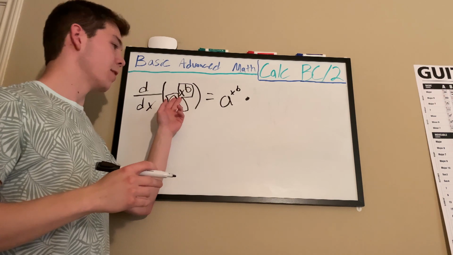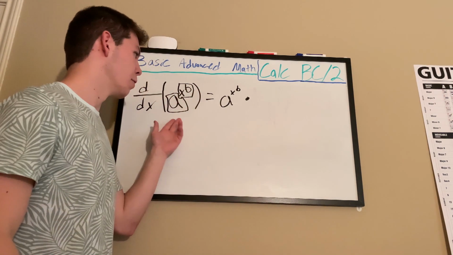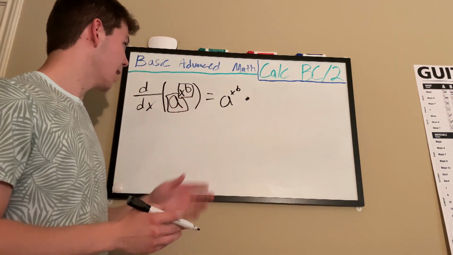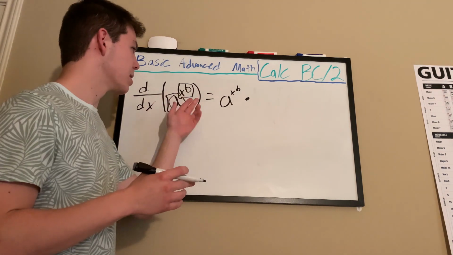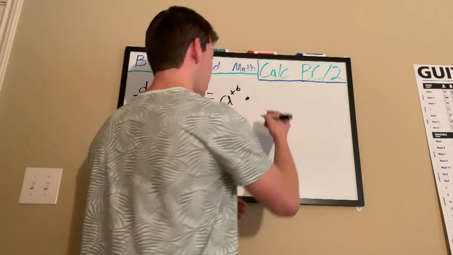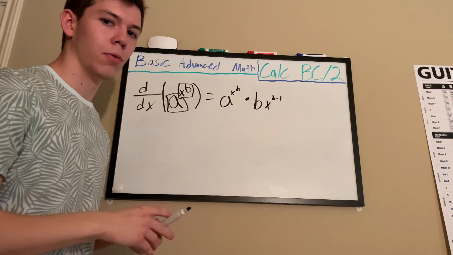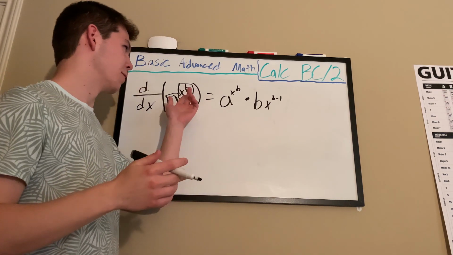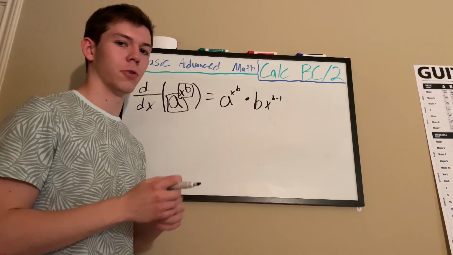We take the derivative of the top part, which is the exponent of the main term. What is the derivative of that? It is going to be b times x to the b minus 1, right? It's pretty simple when you think about it. It's just the derivative of that term. That's the formula for derivative.